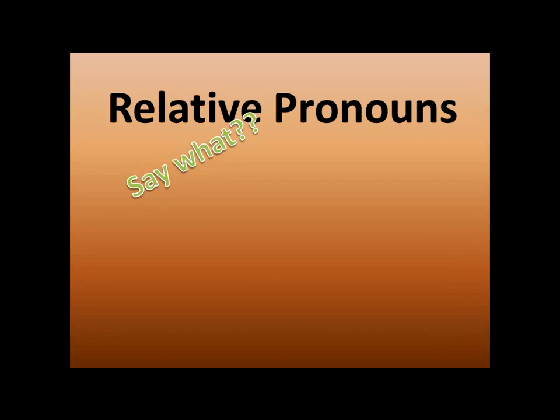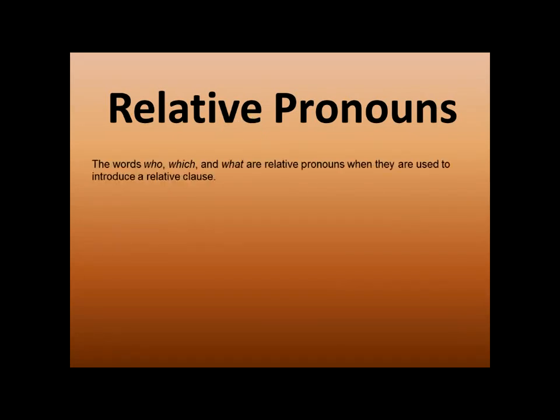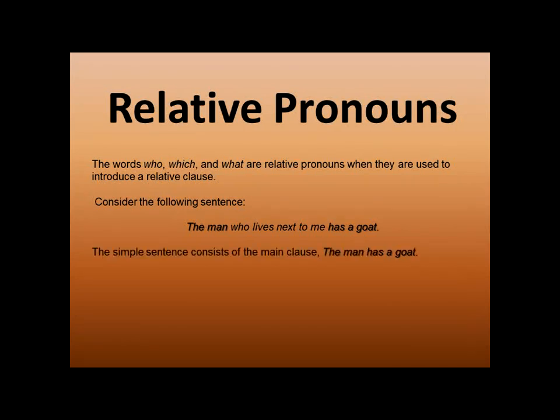Say what? These are things that are actually very familiar to us, but we may not realize what we ought to be calling them. Relative pronouns are words like what, which. The words who, which, and what are relative pronouns when they are used to introduce a relative clause. Consider the following sentence: The man who lives next to me has a goat.